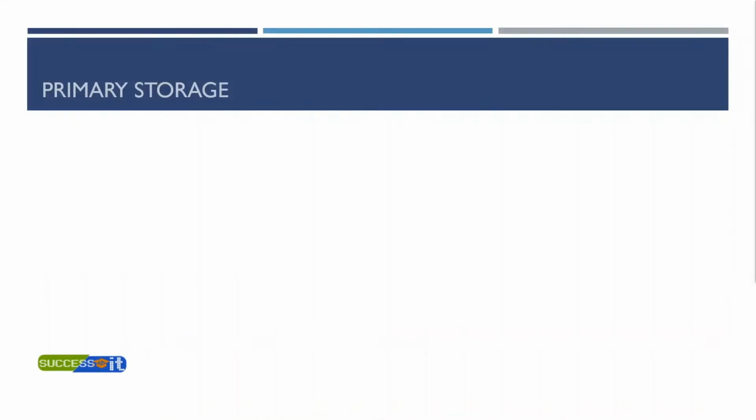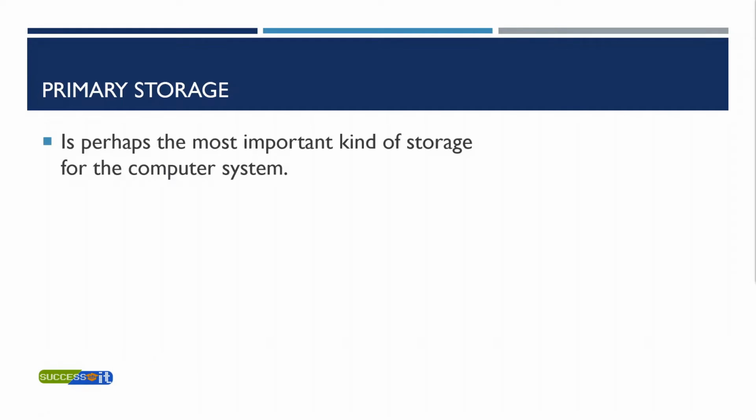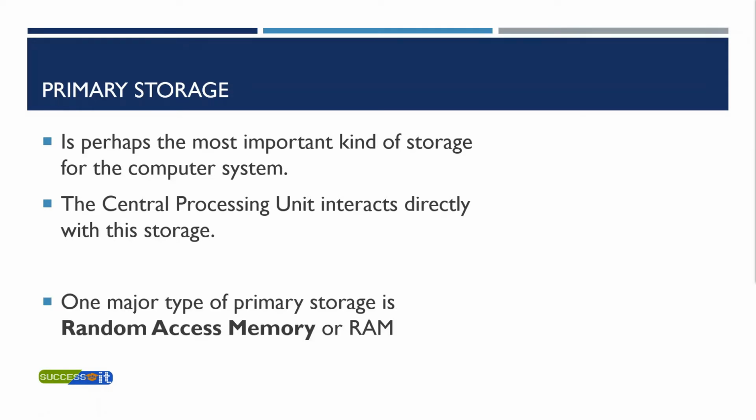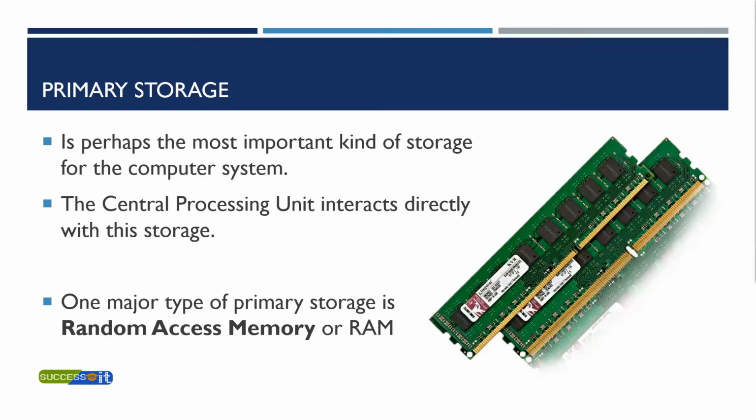Primary storage is named this way as it is perhaps the most important kind of storage for the computer system. The central processing unit interacts directly with this storage. One major type of primary storage is RAM.